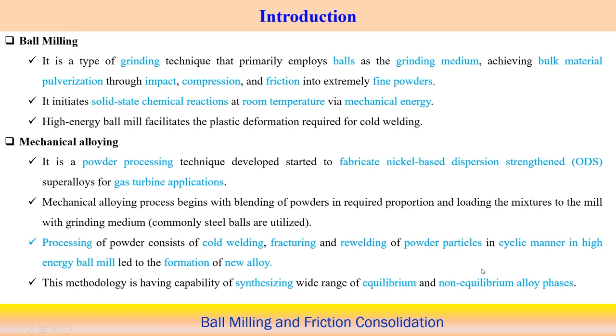Here, ball milling is basically a kind of grinding technique, or grinding operation, that we can perform using balls made of hard material, which act as a grinding medium. With the interaction of this grinding medium, that means these balls, with the bulk material, it produces powder, or small, fine particles. So it happens through the interaction with the bulk material through impact, compression and friction. These are the mechanisms involved in forming fine powders using ball milling operations.